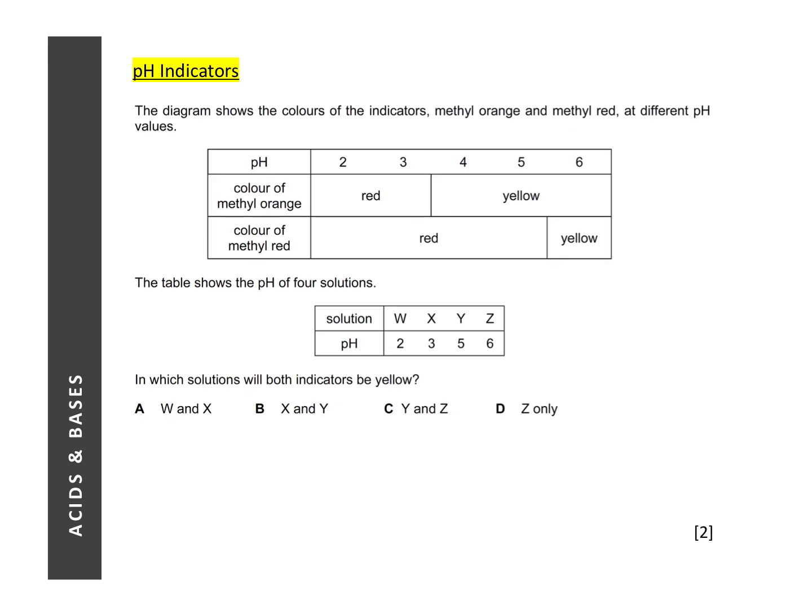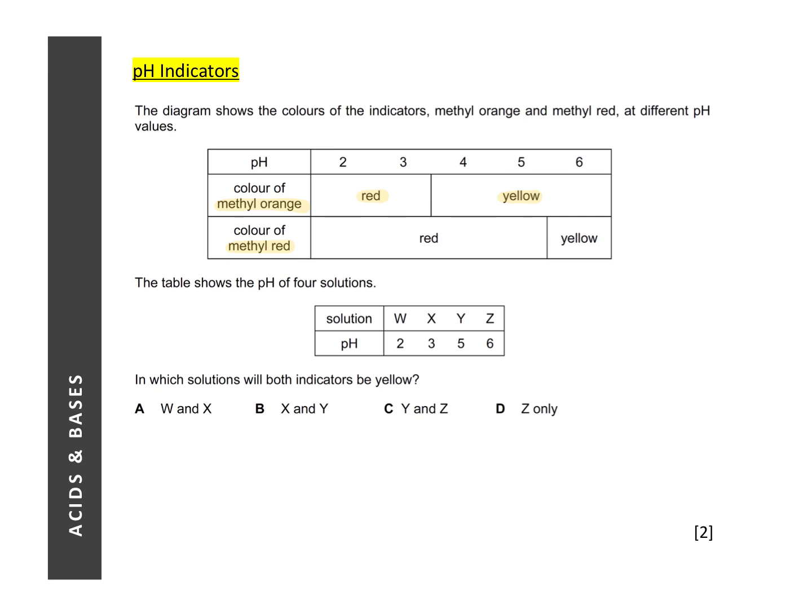This question is on pH and indicators. So over here, you are given two indicators. They are methyl orange and methyl red. Now, how do we interpret a table like this? It is that when we are using methyl orange, for pH between 2 and 3, the indicator will appear red. For pH between 4 to 6, the indicator will appear yellow.